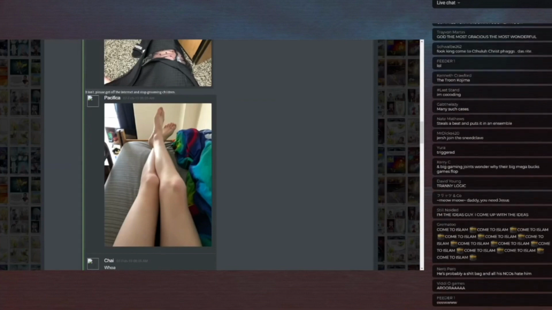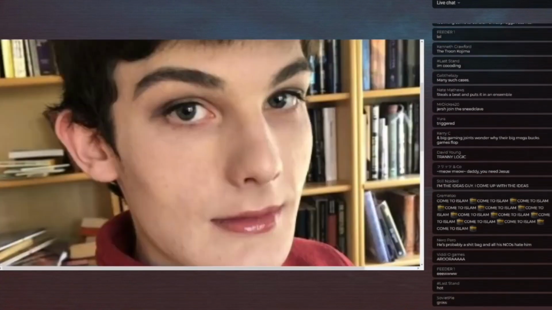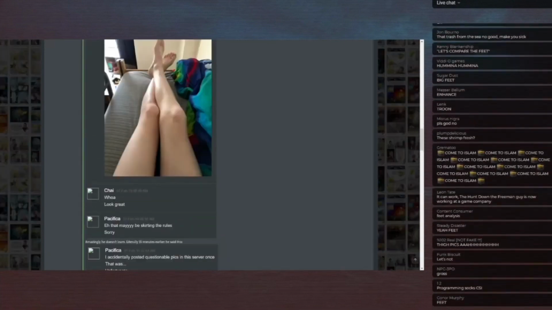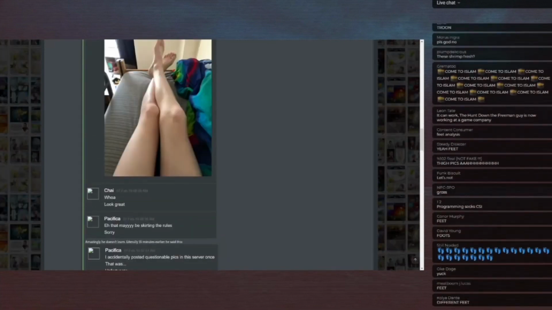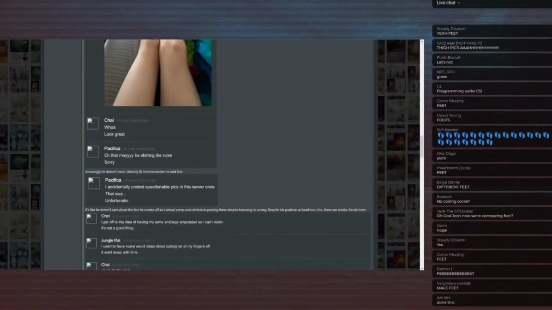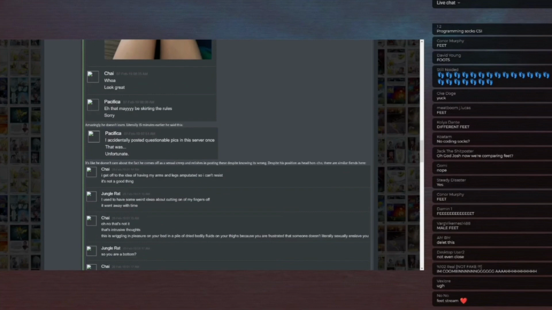Kind of looks like it. Then again, all feet look the same to me. Anyways. Whoa, it looks great. To which he says, that may be skirting the rules. Sorry. Oh, he's so edgy posting his femboy legs in Discord chat.